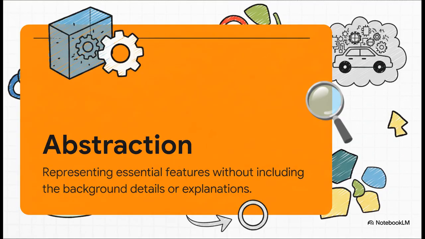First up, we've got abstraction. And honestly, this is all about one thing: hiding complexity. The whole idea is to show only the essential, necessary features of an object to the outside world, while all the complicated, messy inner workings are tucked away, hidden from view. Simple on the outside, complex on the inside.